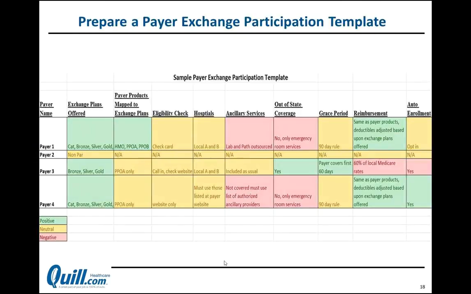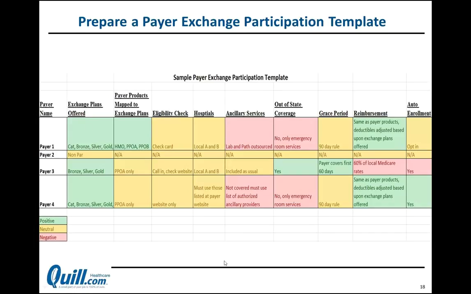Now, I've put together a tool that you're certainly welcome to use, and I think it's a great way to simplify what can appear to be this daunting, complex maze of figuring out exactly where you stand relative to health insurance exchanges. Working with a variety of practices and looking at the key attributes of the exchange products, we came up with a simple template that you can use directly. You can literally copy this template into an Excel spreadsheet and replicate it.